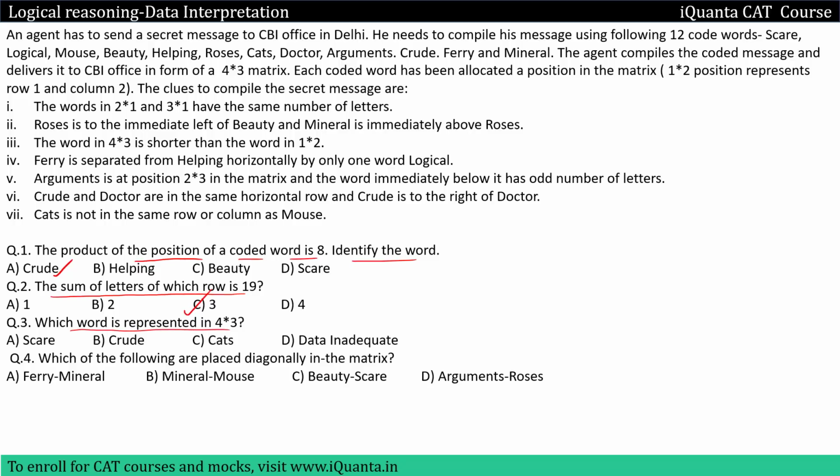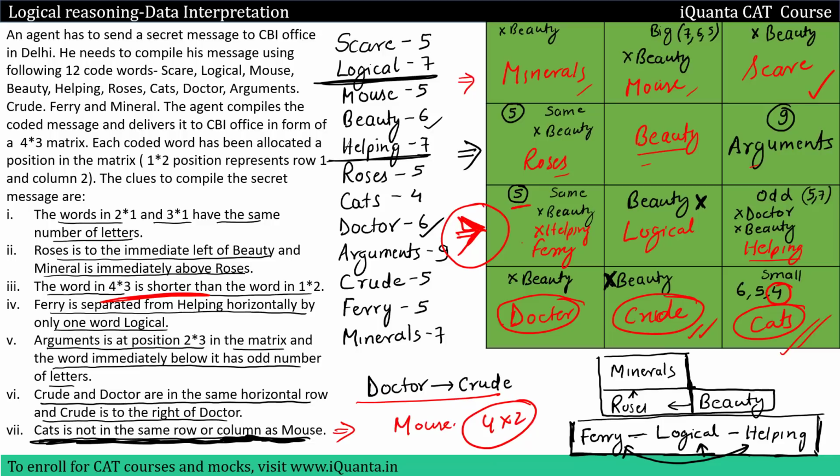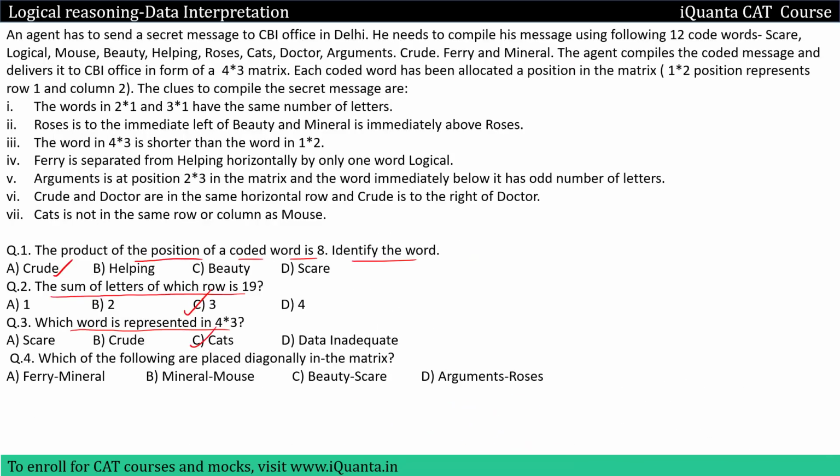Next one is, which word is represented in 4 cross 3? 4 cross 3, that means this, it is cats. So option C is the correct answer.